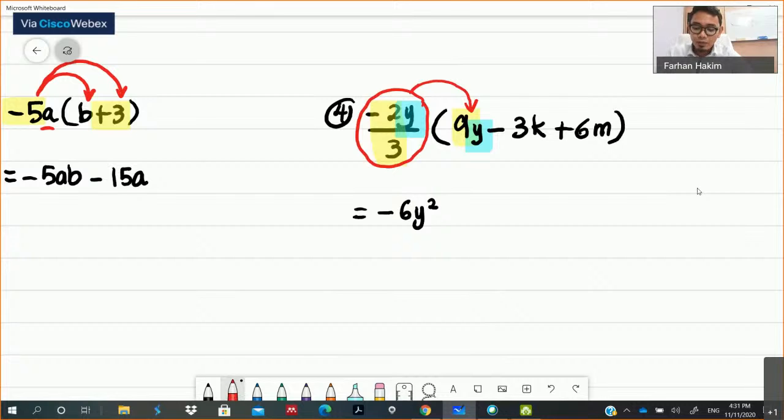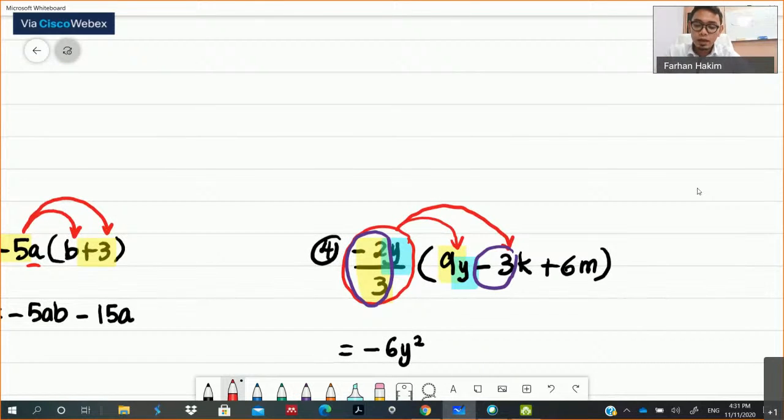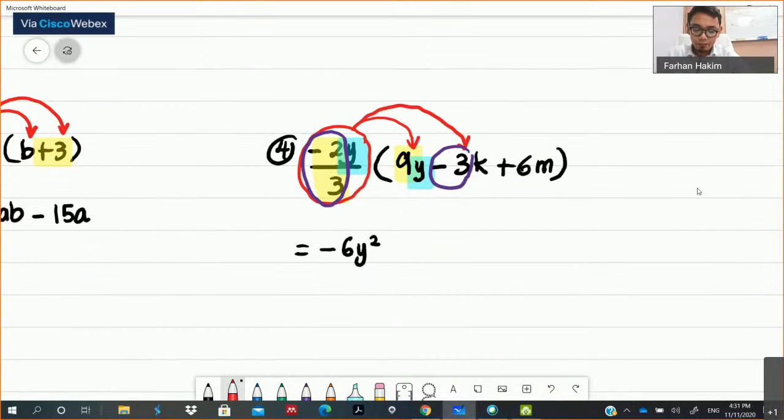Now we have to multiply together with this also. Please take note that we want to multiply negative 2 over 3 together with this negative 3. Press your calculator: negative 2 over 3 multiplied by negative 3. We get positive because negative multiplied by negative, we recall the rule, gives positive. So we will have positive 2, y multiplied by k, and then we'll have yk.